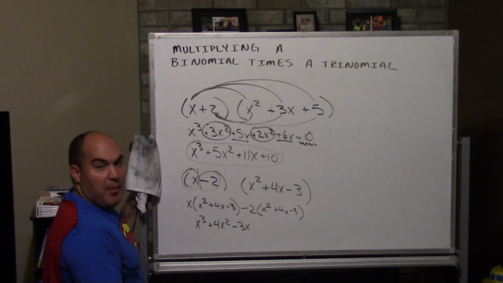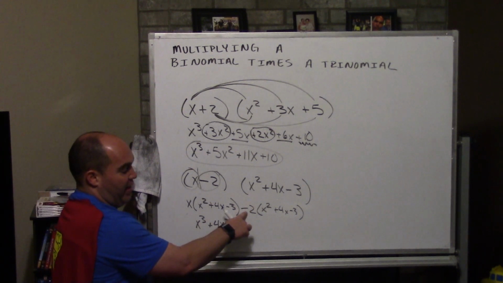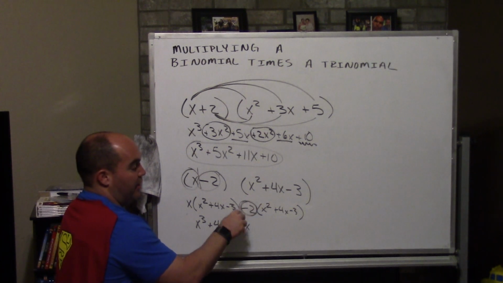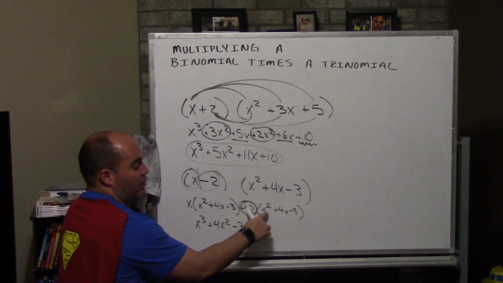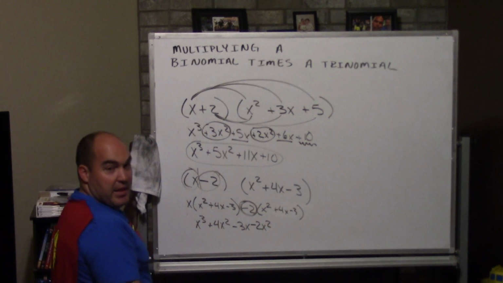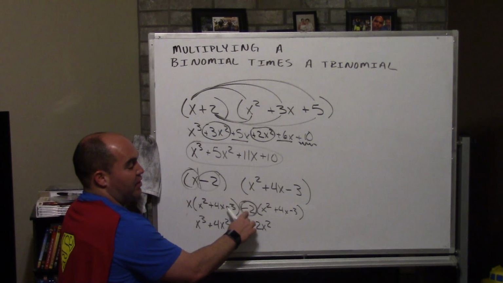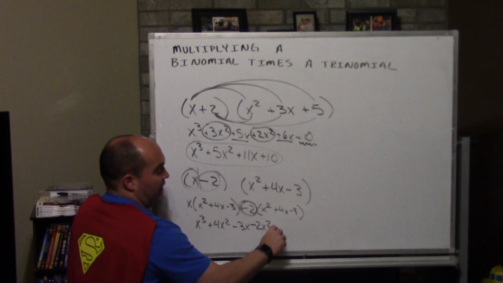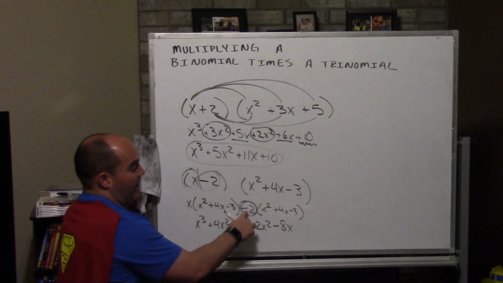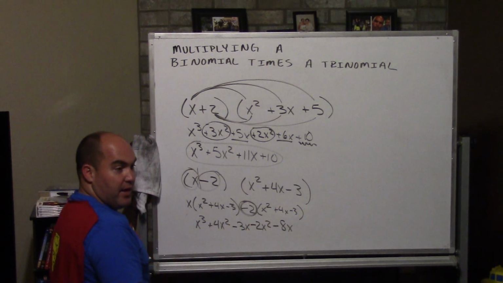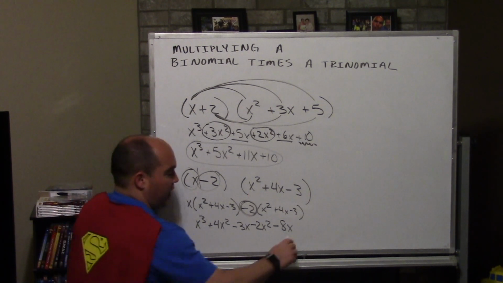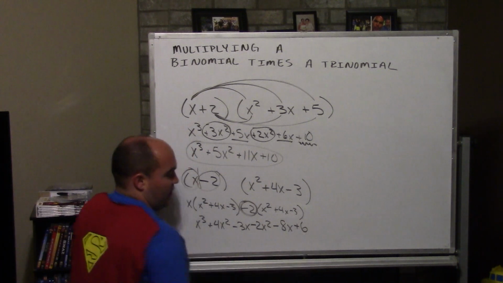Now, the biggest thing that people mess up on is they forget about the negative right here. This negative has to go with the 2. So negative 2 times x squared is negative 2x squared, and everybody always gets that one. But it's also negative 2 times 4x, so that is negative 8x. And then we've got negative 2 times negative 3. A negative times a negative is a positive, and 2 times 3 is positive 6.